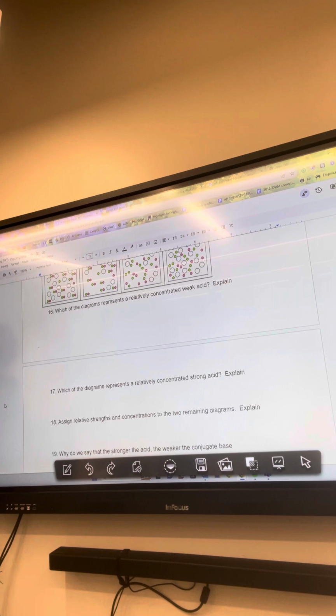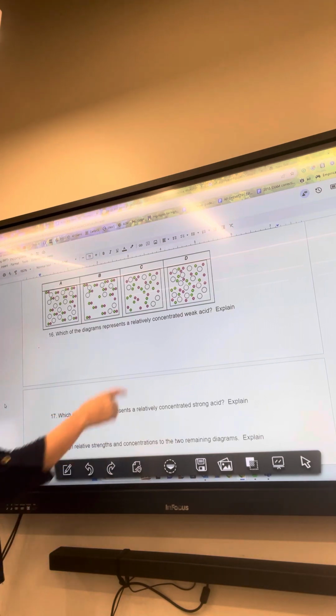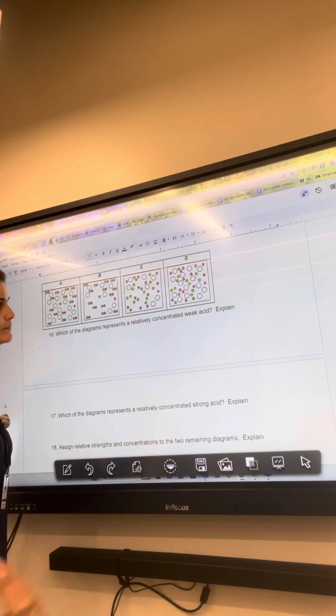Which of the diagrams represents strong and weak acids, assigning relative strengths and concentrations? D. Wait, aren't we not doing 17? It's C, right? It's C, because C is concentrated, it has less water. Yeah, okay, that's C.